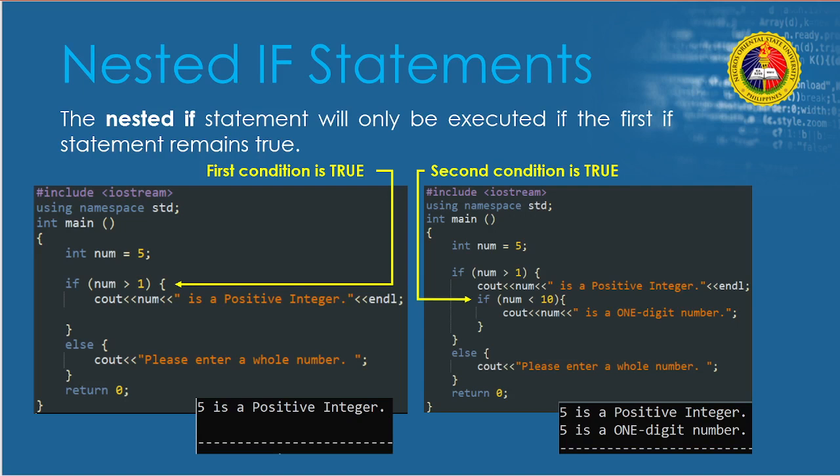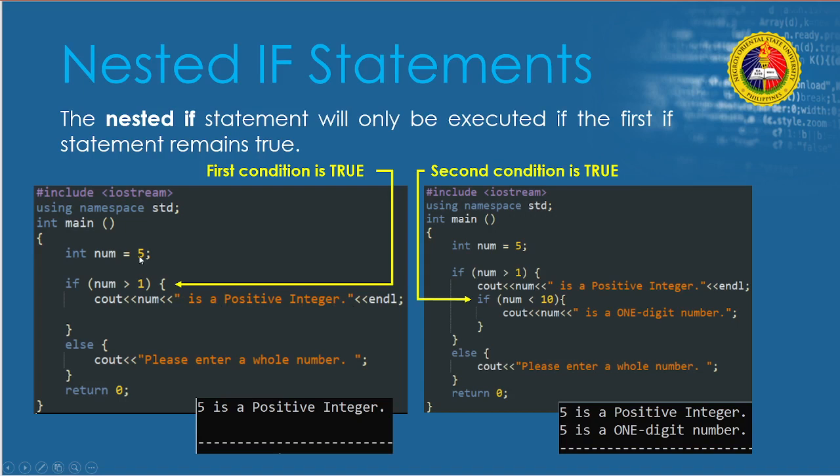Alright, so let's have an example of a nested if statement. The nested if statement will only be executed if the first statement remains true. Again, just like what I've said a while ago, the follow-up condition will only be executed if the first condition remains true. So let's see here. We have a variable number which has a value of 5, and in our case, it says that if num1 is greater than 1, then it will say num1 is a positive integer.